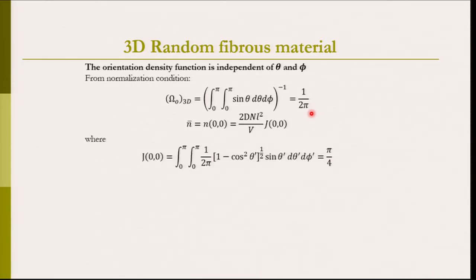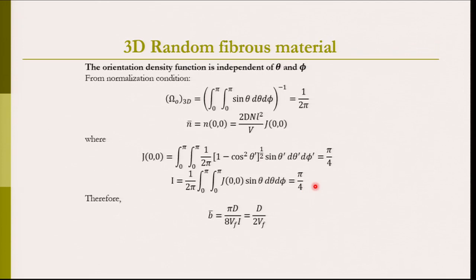j, because that will be simply equal to pi by 4, the way we have calculated for 2 dimensional random fibrous assembly, and the value of I would also be pi by 4. So, once we calculate the values of j and I, then we can reinsert the values in the expression of mean distance between the fiber to fiber contacts, which we have formed earlier. So, it is pi d by 8 Vf I.